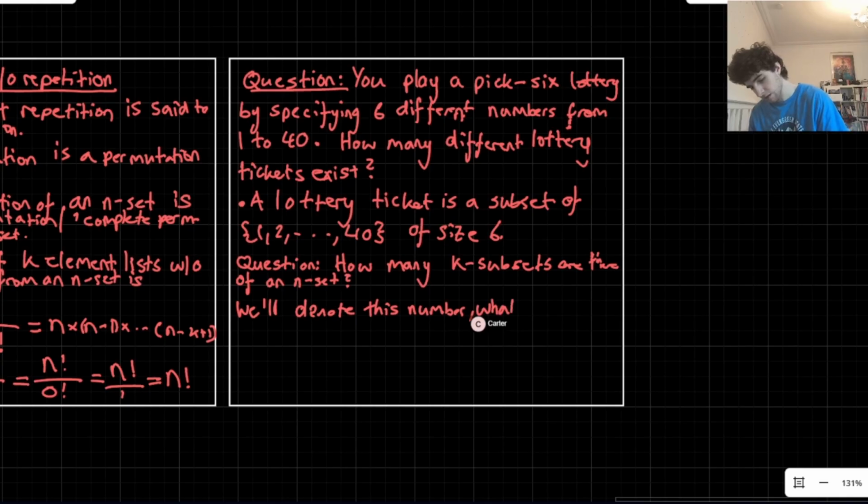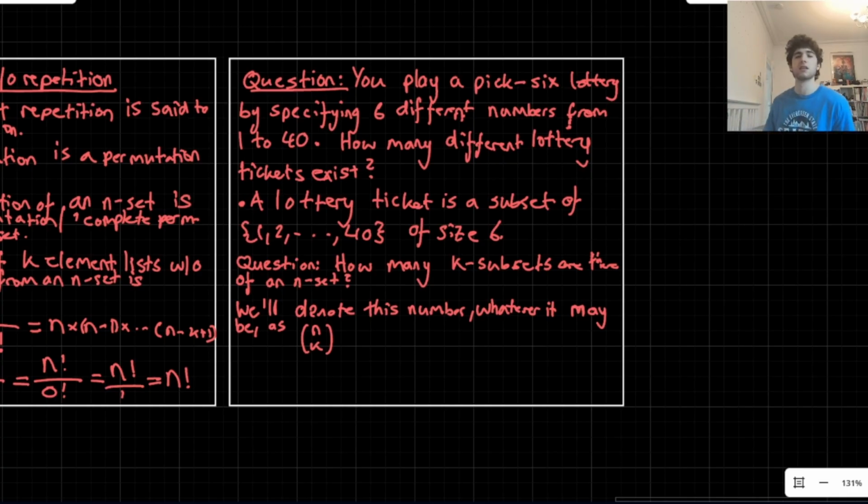whatever it may be, as effectively n k like this, right? So n k within brackets. Obviously, many of you probably know that as n choose k. That's how we say it. But effectively, if you didn't, then don't worry. It's effectively just n on top of k within these two brackets like that. So this is just a way that we denote the number of k subsets of an n set. Effectively, we're going to say we don't know what the number is, but we'll denote it using this notation.